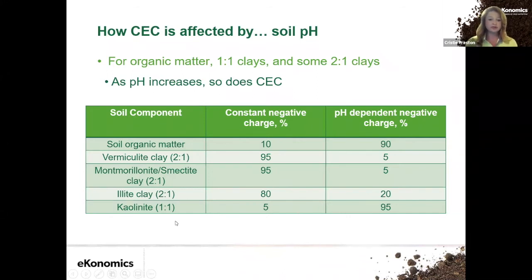Other soils like the kaolinites, like a 1-to-1 clay, may not carry a consistent net negative charge of, say, about 5%. I can increase the net negative charge, and therefore the CEC, if I adjust my pH to be higher.